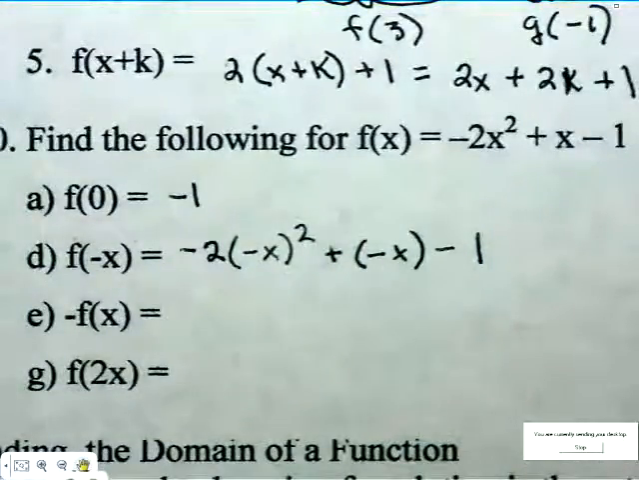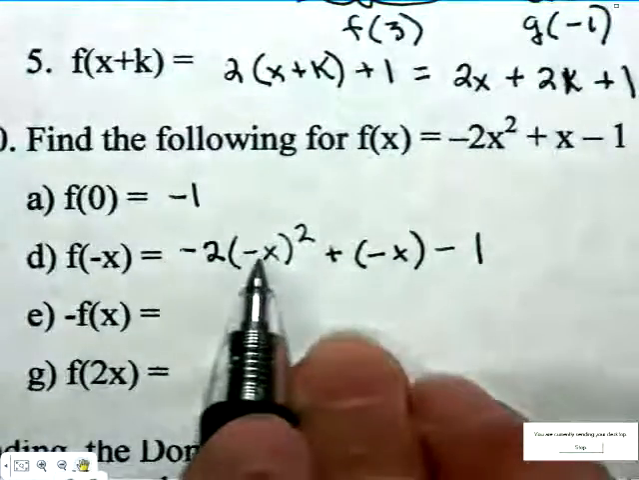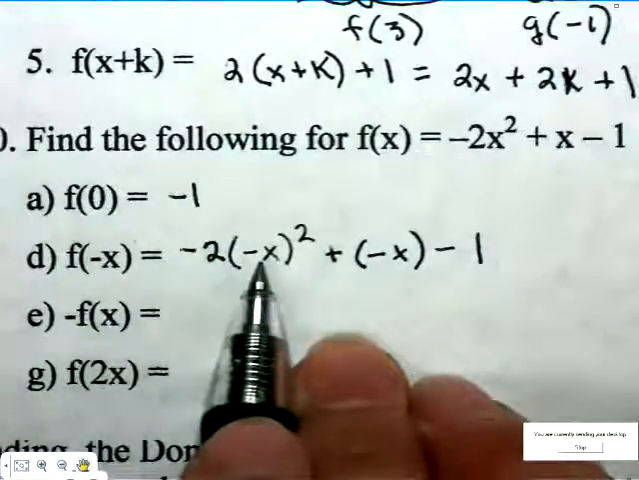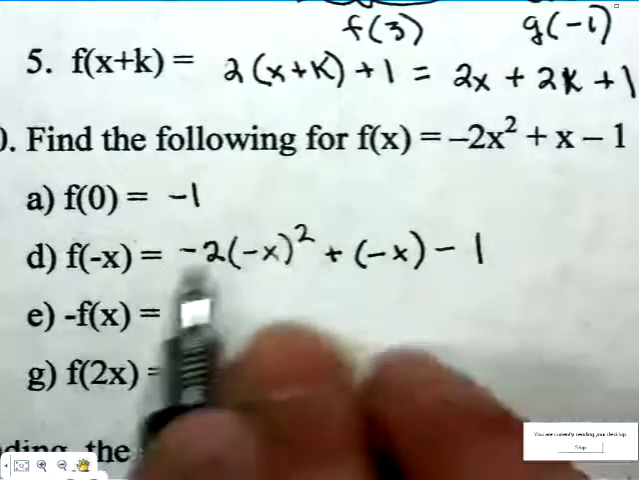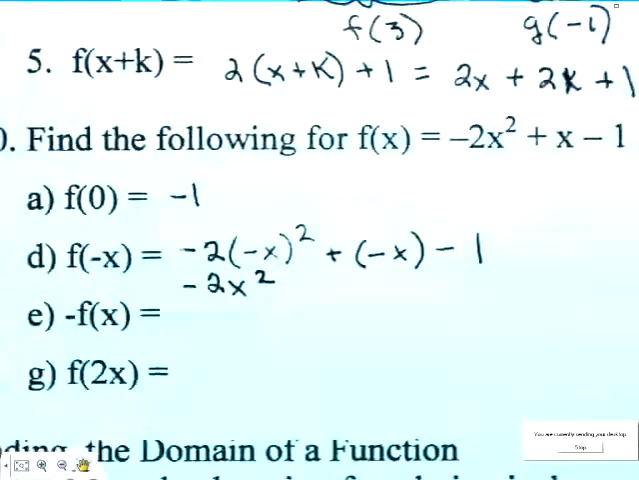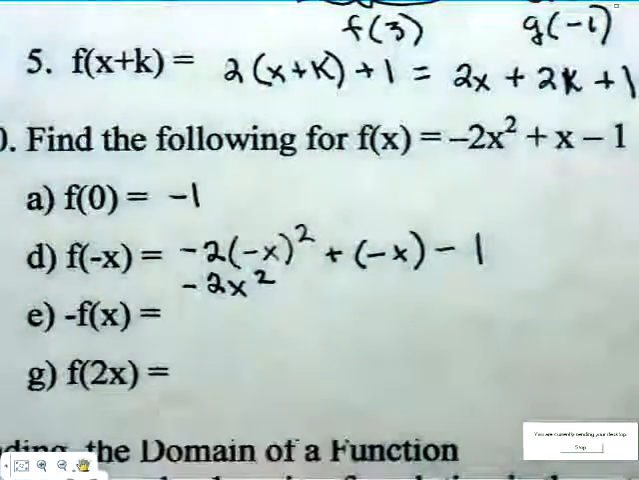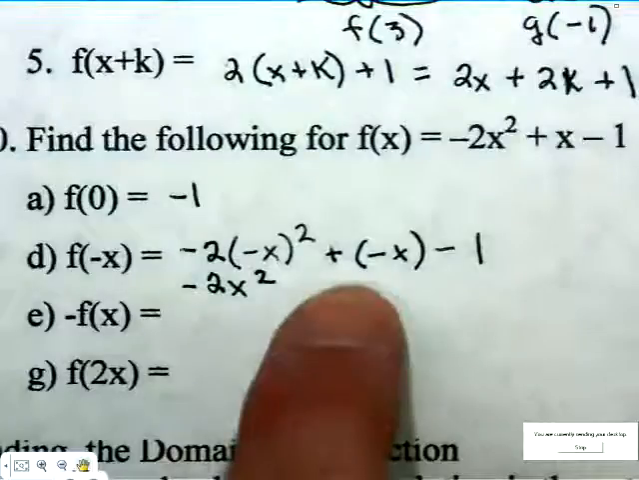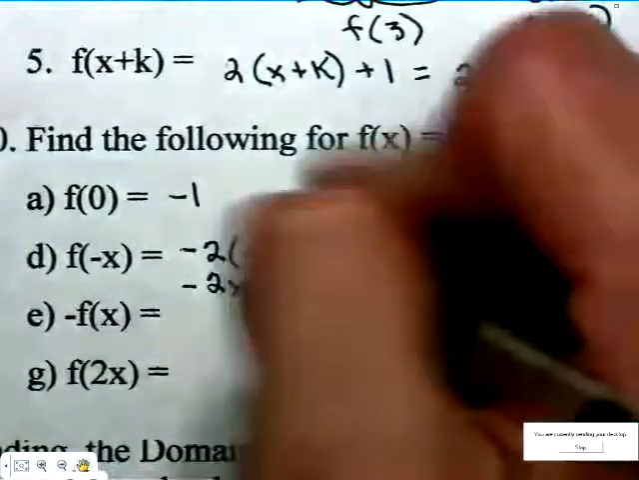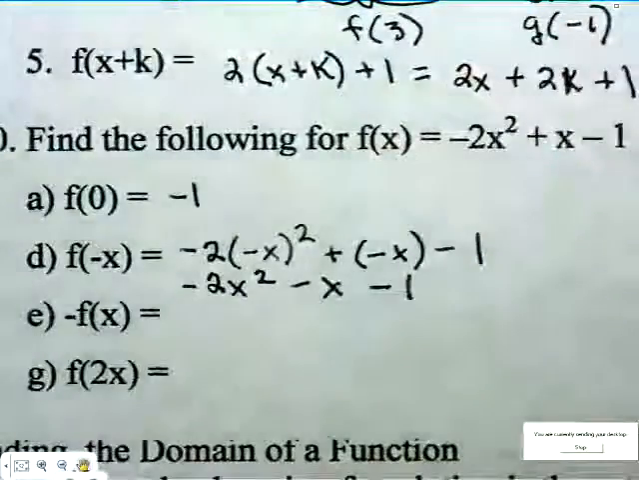Not a whole lot of cleaning up there. What do you get if you multiply negative x times negative x? Positive x squared. So this first term could just be written as negative 2x squared without the parentheses, because a negative x times a negative x is a positive x squared. That middle term, in algebra, we never write plus a negative, we just write minus. So it doesn't clean up a whole lot, but it's negative 2x squared minus x minus 1.